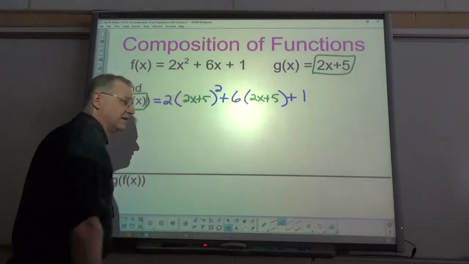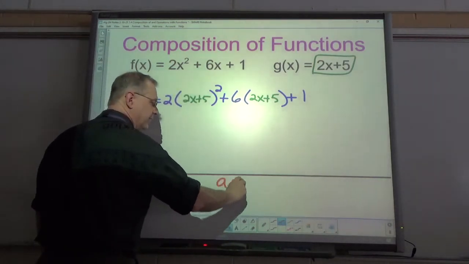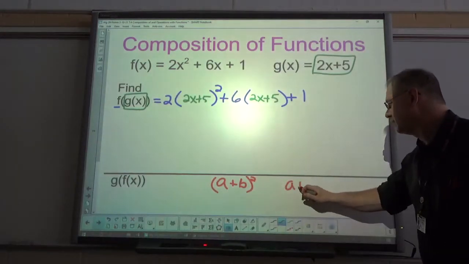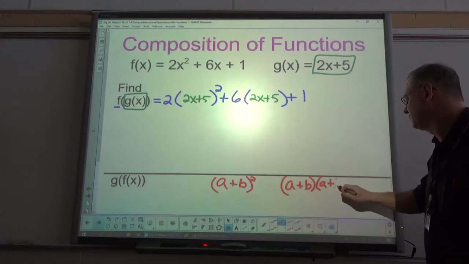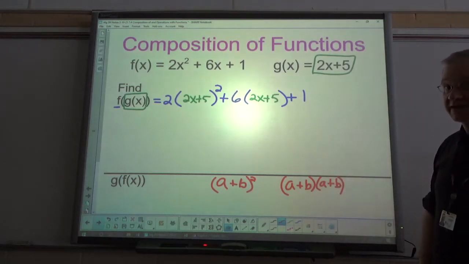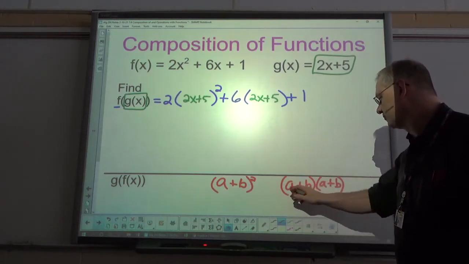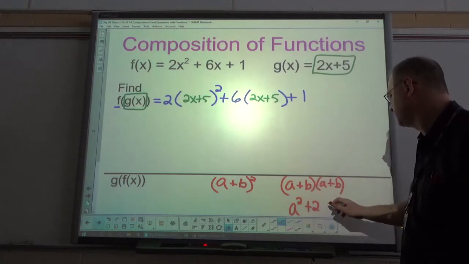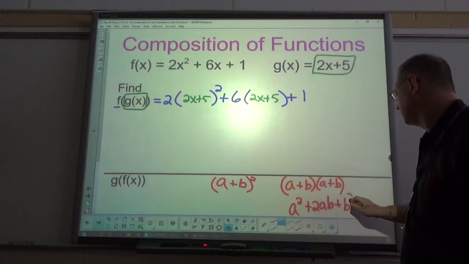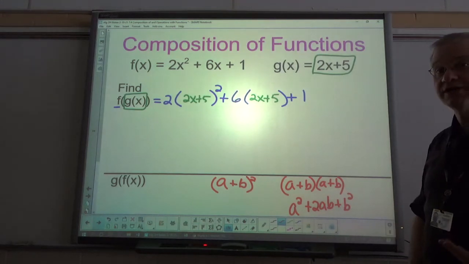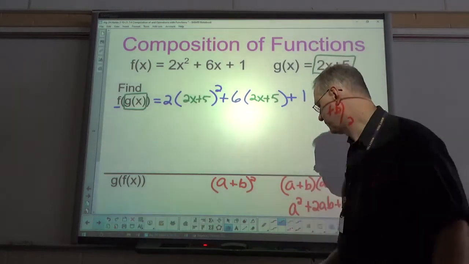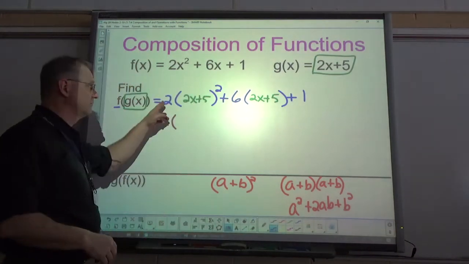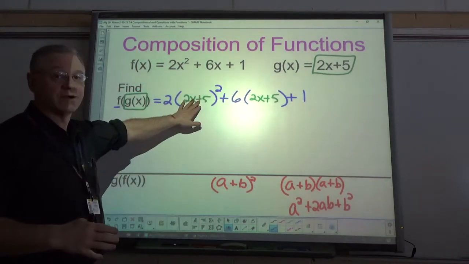Now, many of you have seen this before, but if you had a plus b squared, we know that's a plus b times a plus b. Well, there is a shorthand way of distributing that, and that is the first term squared, a squared, plus 2 times a times b plus b squared. So I can do a shorthand way of squaring that, and I'm going to do that with this. I'll do the multiplication distribution on the outside after I do the squaring.